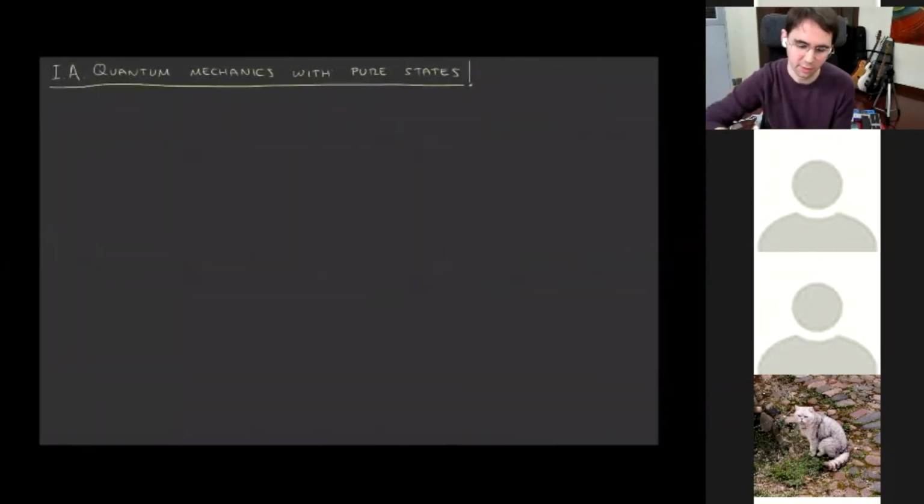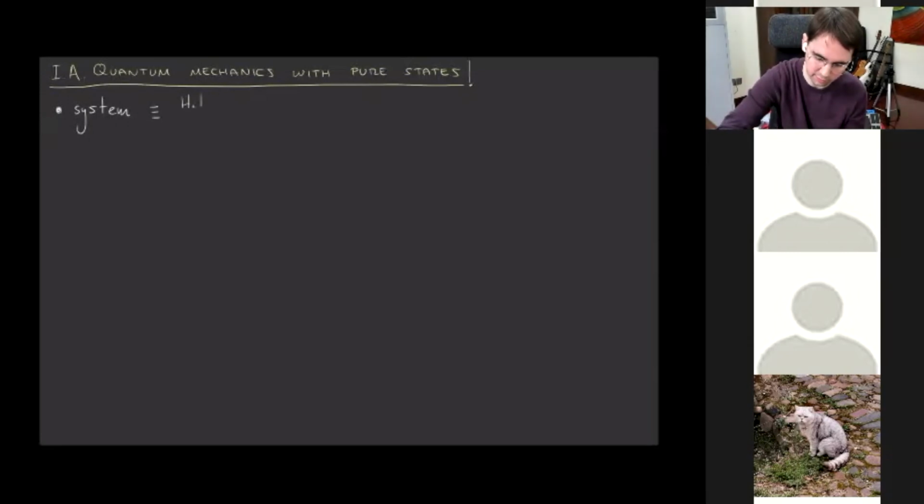Let's start with quantum mechanics with pure states. What I will do here is give you, in a very compact and summarized way, the axioms of quantum mechanics, one after another, in the way that we are going to exactly use them. So first of all, there is one foundational axiom in quantum mechanics, which says that any system is described by, or associated with, a Hilbert space.